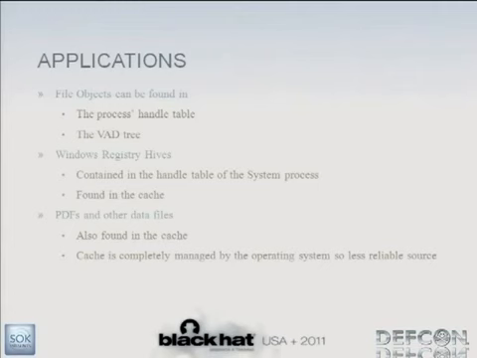So let's talk about some of the applications of this technology. In the past, most of the tools, or I believe all the tools that are freely available, will parse the VAD tree in order to do process reconstitution. But since we care about some data that's in the file system or in the file cache, we should probably also parse the handle table. So we're going to parse the handle table, we're going to parse the VAD tree, and then once we get there, we're going to parse the file objects that we find.